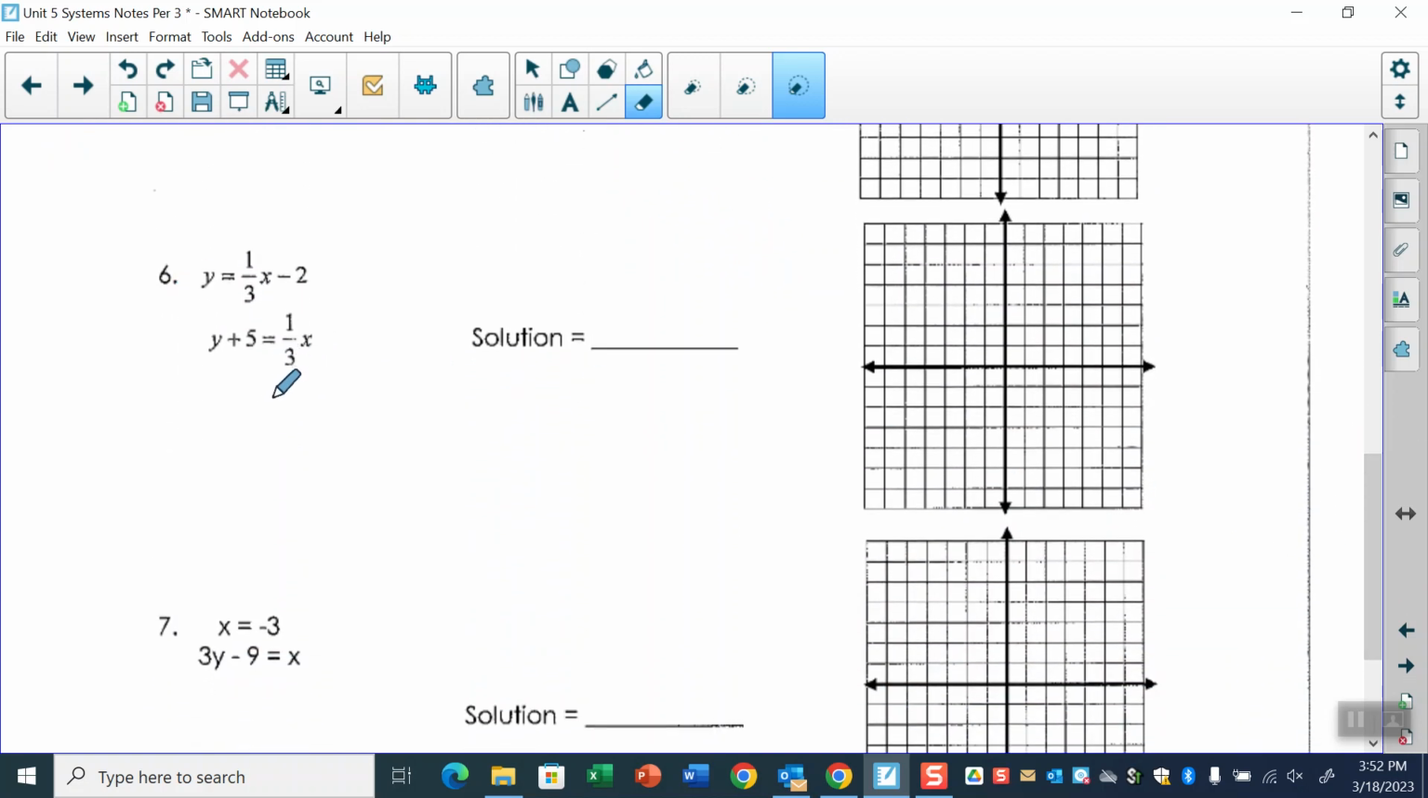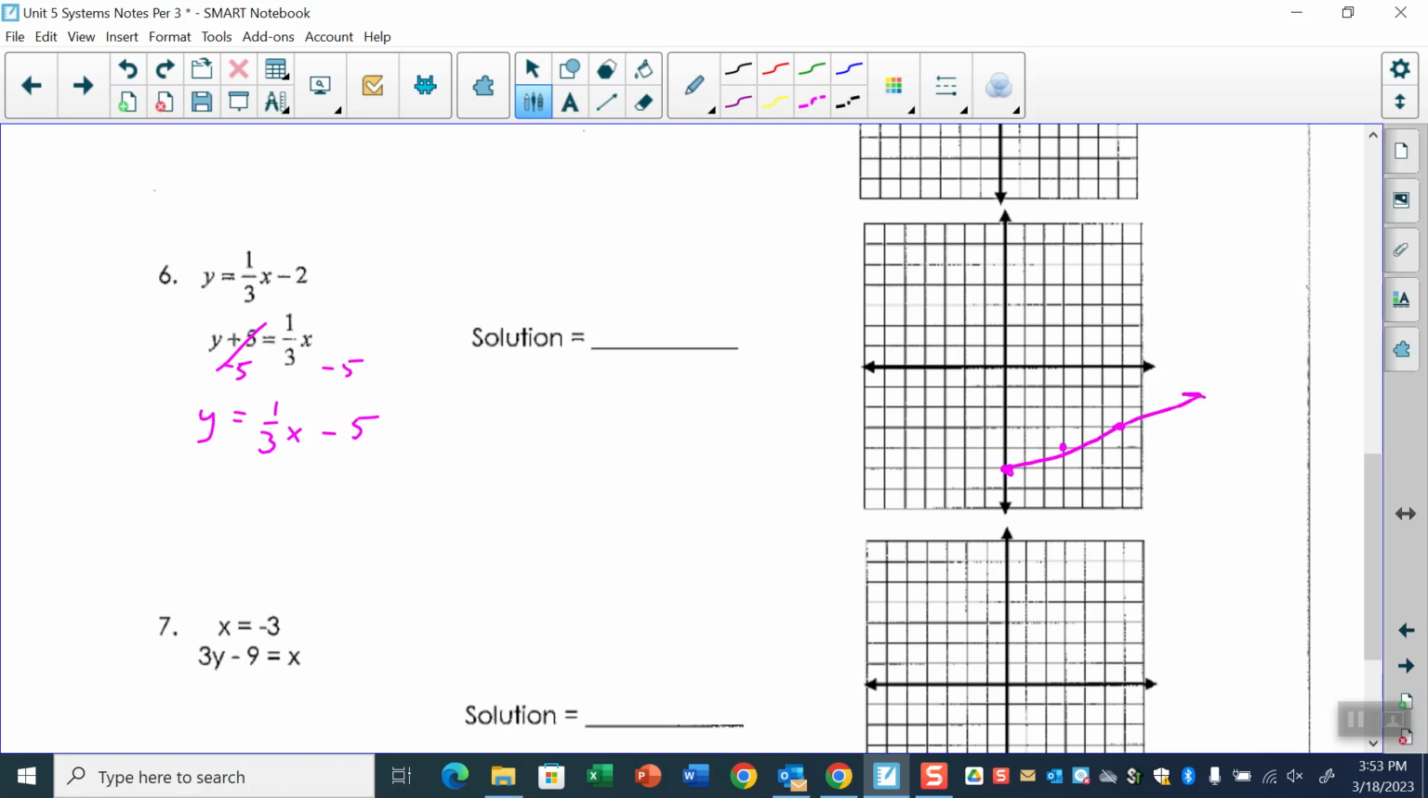So on number 6, what you need to do is get the y by itself. So I'm going to minus 5 here. So that goes away, and I get y equals 1/3 x minus 5, right? So minus 5 is my y-intercept. 1, 2, 3, 4, 5. And my slope is 1 over 3. So up 1 over 3, up 1 over 3, and it's an equal sign, so there's no shading. I'll just draw my line.